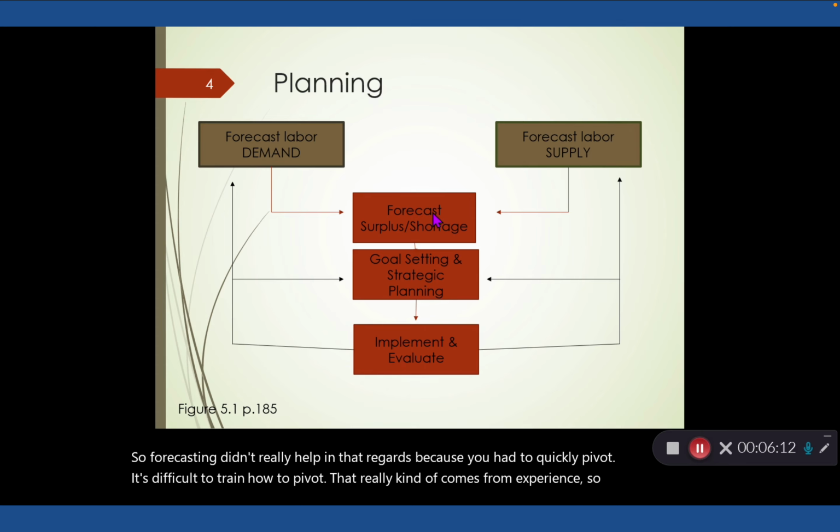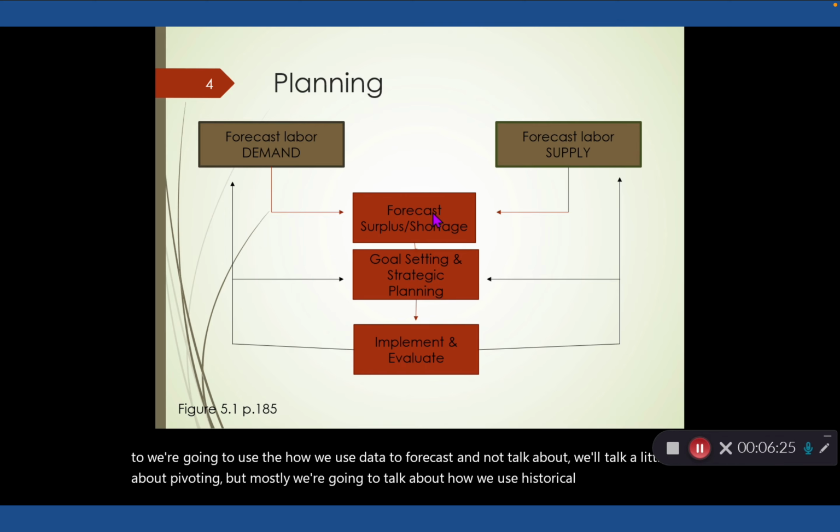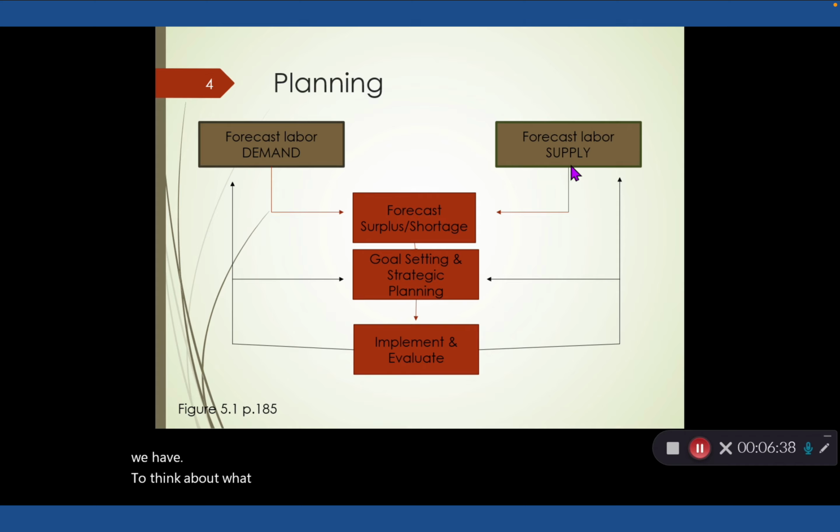So here we're going to focus on how we use data to forecast. We'll talk a little bit about pivoting, but mostly we're going to talk about how we use historical data. Historical data is going to come from thinking about what kind of demand we need, and what supply we already have.